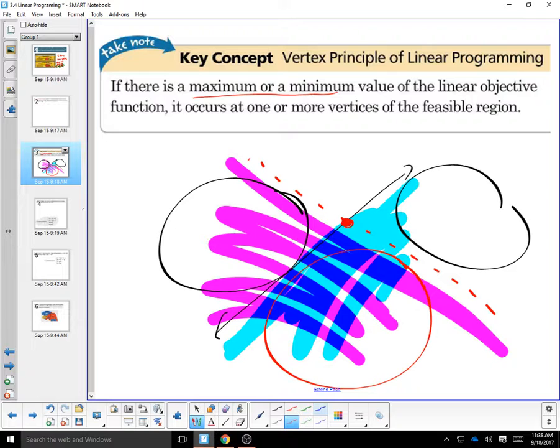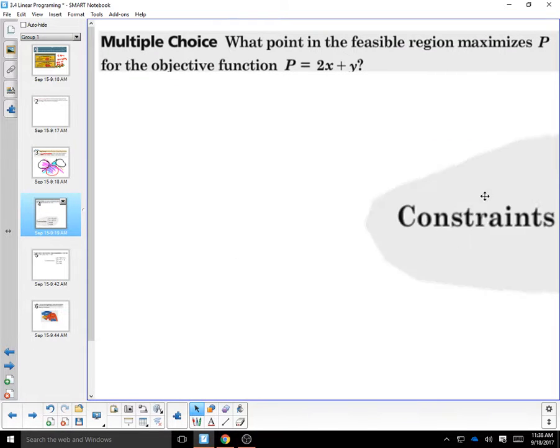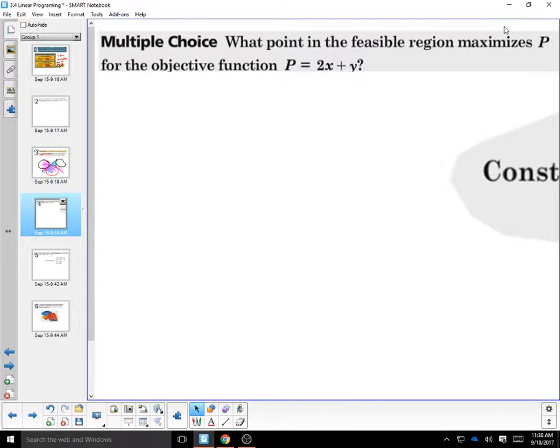Let's be a little bit more specific, because right now this is kind of vague, but I'm going to show you exactly what it looks like. So let's take a look here. We have this function here. I'll write it nice and big for you. It says P is equal to 2x plus y.